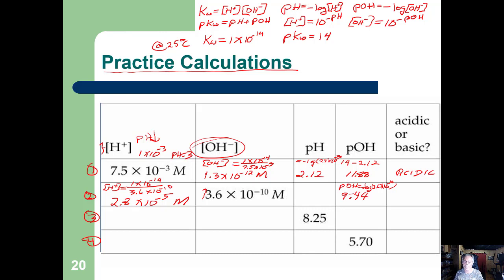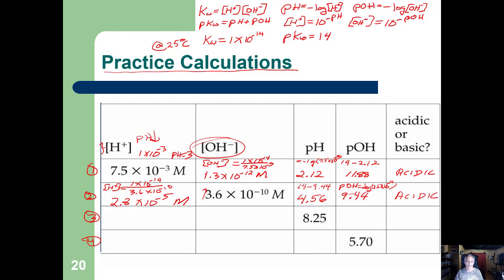And we can just get the pH with the pKw, which is 14, minus the pOH of 9.44. 14 minus 9.44 gives us 4.56. So that's going to give us a pH of 4.56. Now, if the pOH is greater than 7, that means the pH has to be less than 7, and we know that our solution is acidic as well.